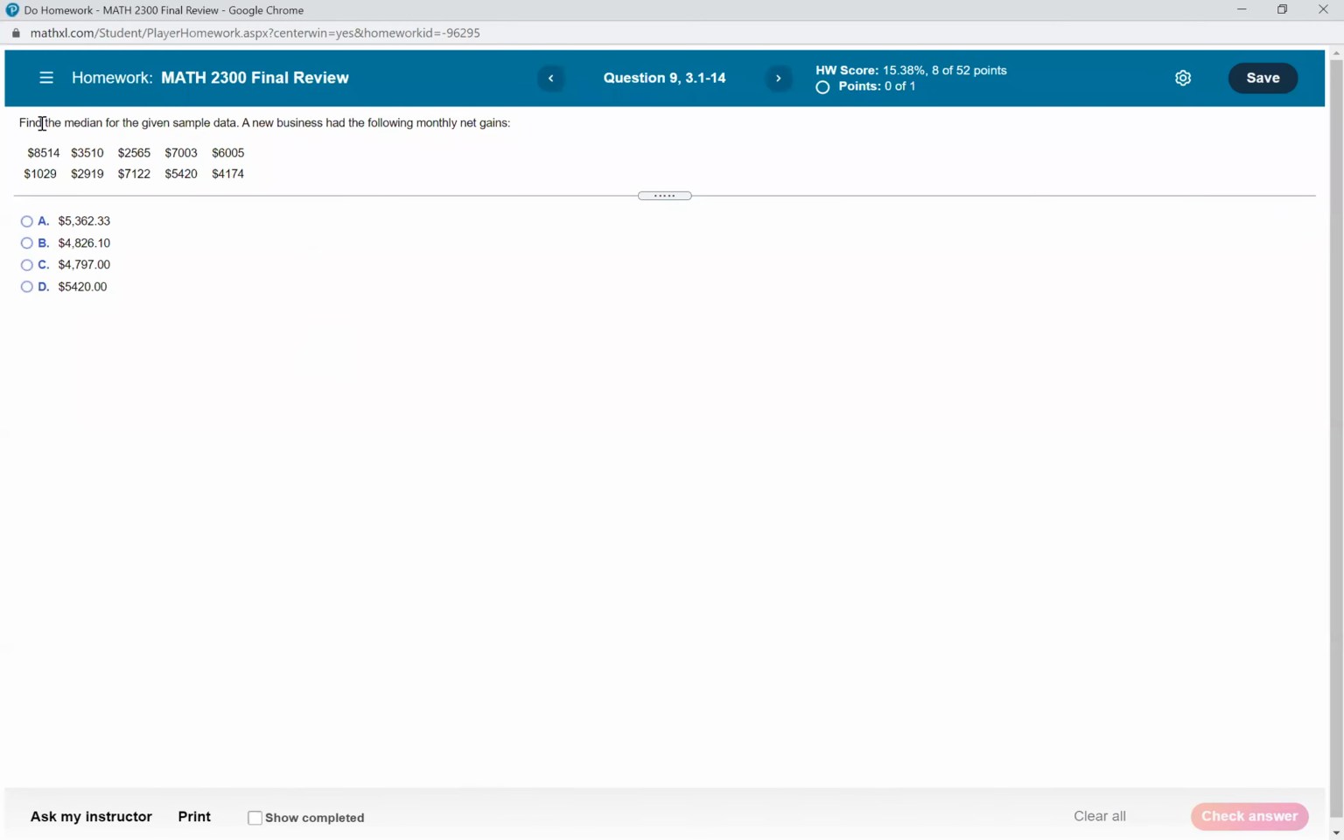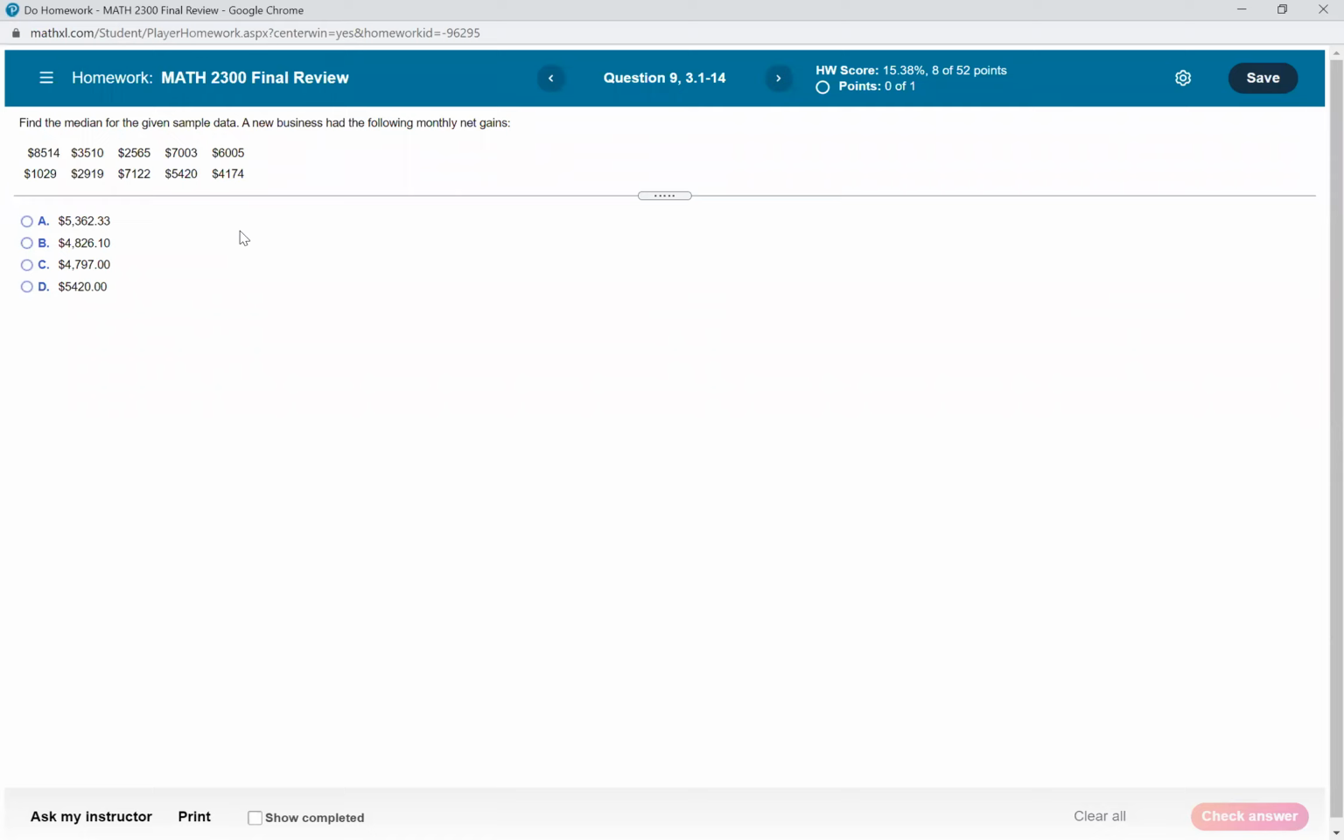The next one is to find the median of the given sample. So you have to find the median value. How many numbers do we have here? 10, right? For the median we have 2 values in the middle, 6005 and 1029. But first you need to check whether they are in increasing or decreasing order. They are not in order, right? They are not ordered data. So first you need to rearrange them.